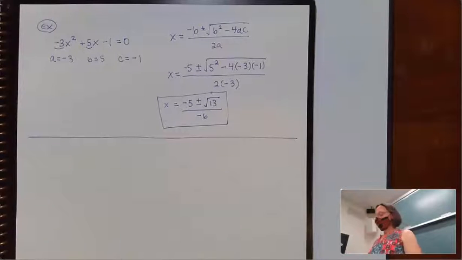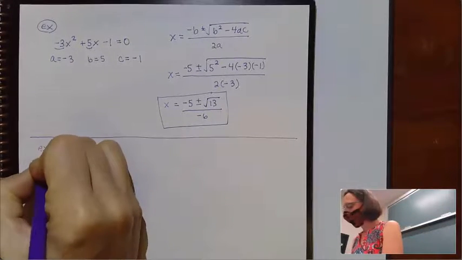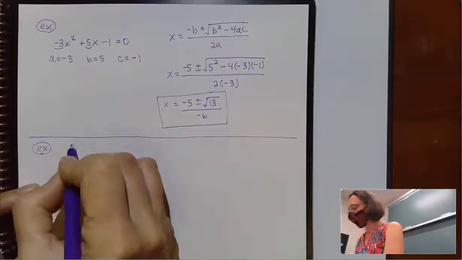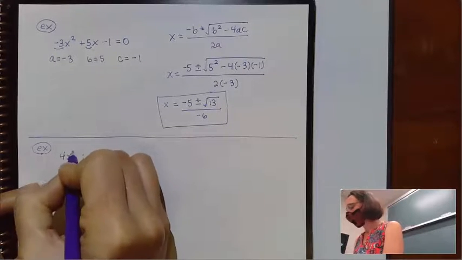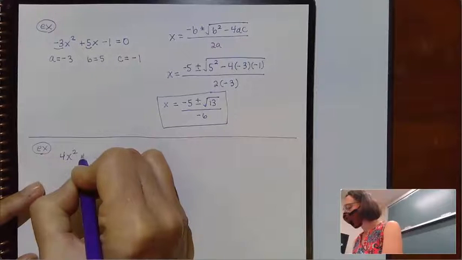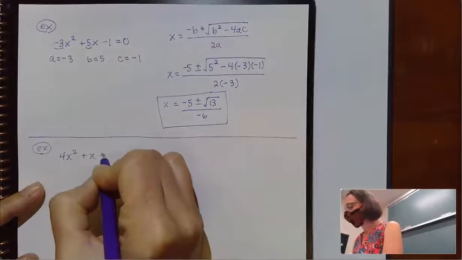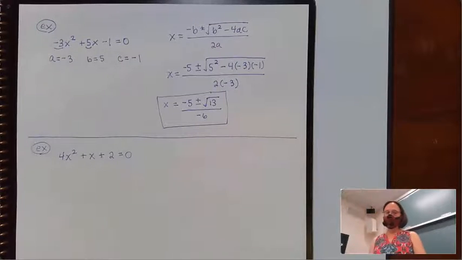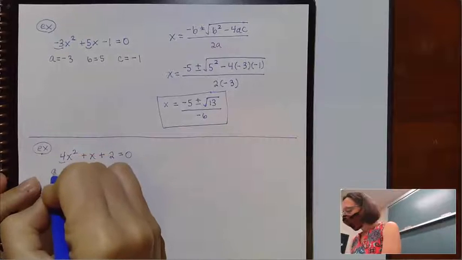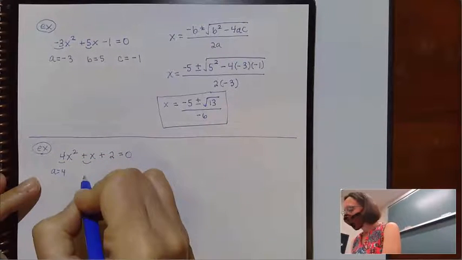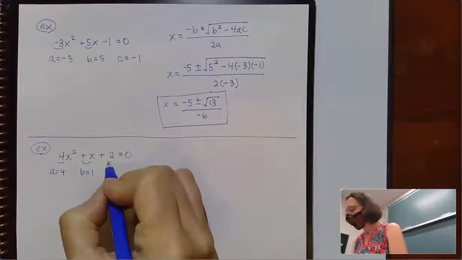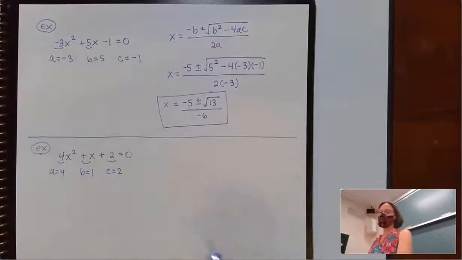So let me just write another example real quick. Let's take 4x squared plus x plus 2. So here my A is 4. My B is that invisible 1 because it's the coefficient in front of the x. And C is 2.